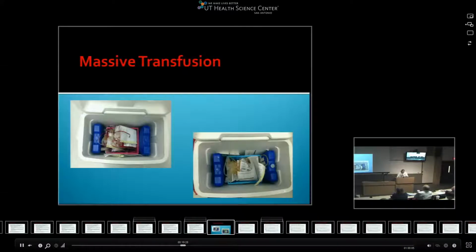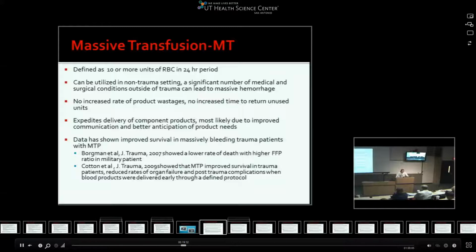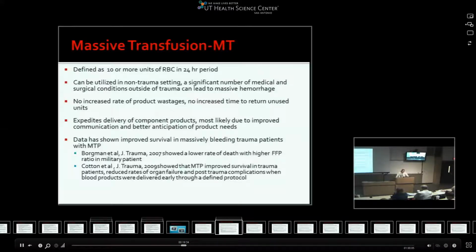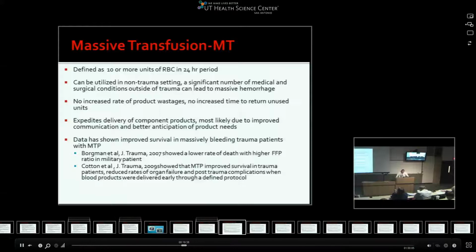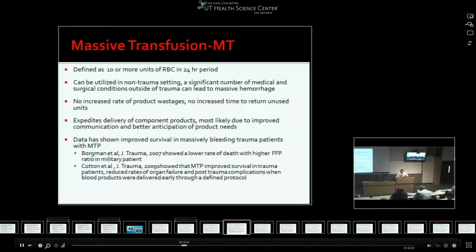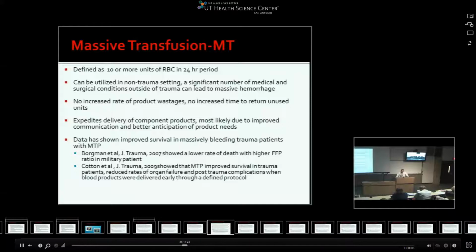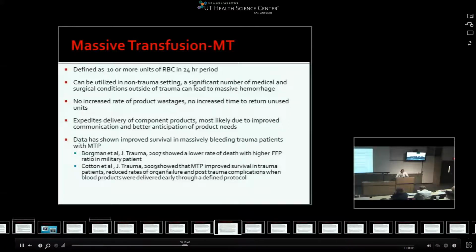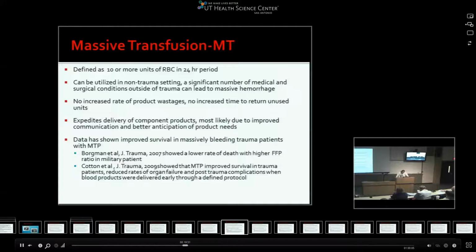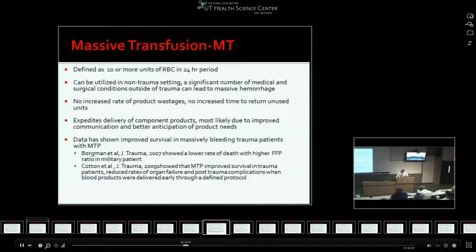I'll be talking a little bit more about massive transfusion, which is defined as more than 10 units of RBCs in a 24-hour period. It can also be used in non-trauma settings, and there are a significant number of medical and surgical conditions outside of trauma that can lead to massive hemorrhage, like GI bleeding, general surgery cases, or vascular cases, for example, ruptured AAA, and obstetrical complications.